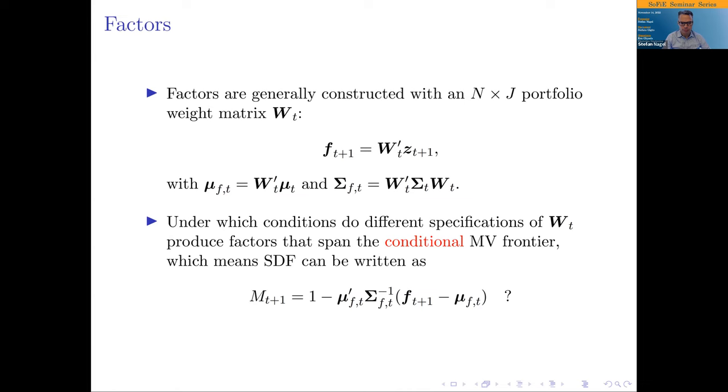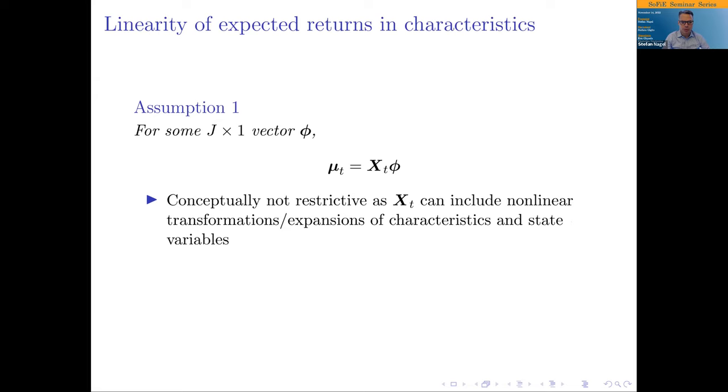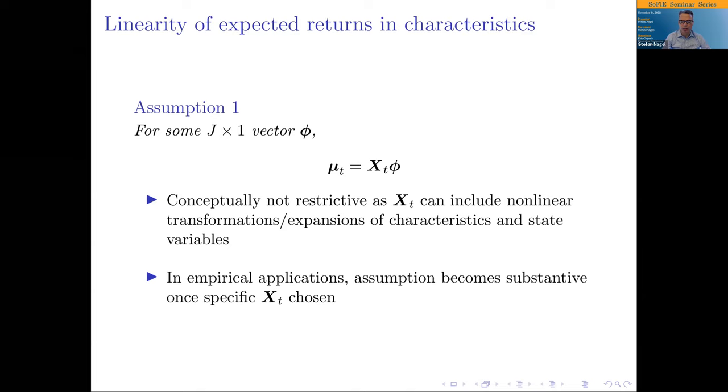Here's the key assumption that we are starting with, which is that there is a linear relationship between characteristics and conditional expected returns. At this conceptual level, this is really not restrictive, because you could think of X_t as including nonlinear transformations and various expansions of characteristics. You could also interact characteristics with time-varying state variables. So in principle, you could make this very general. That said, once you do an empirical application where you fix a certain set of characteristics, this assumption becomes substantive, because then you have pinned down what the X's are. But this is our starting point.